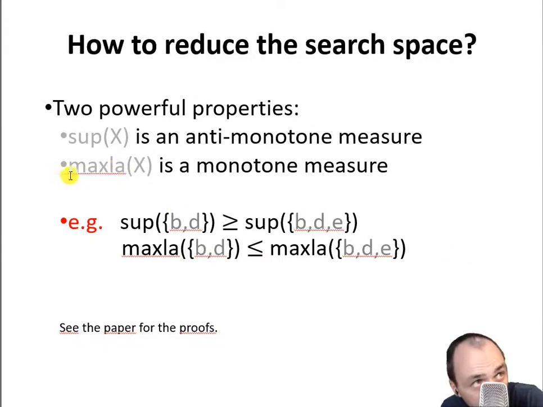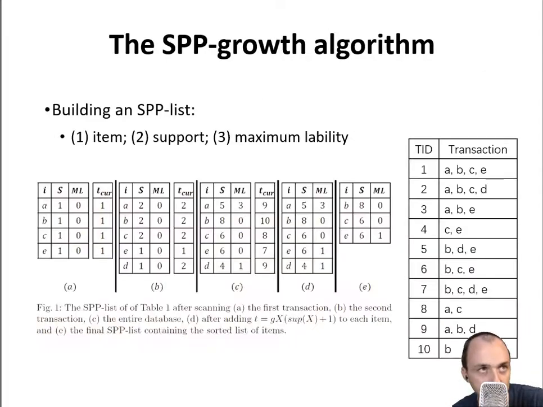But what is new in this paper? We prove that the maximum liability is monotone. So if BD has a maximum liability of 3, for example, we know that all the supersets of BD, like BDE, cannot have a maximum liability smaller than 3. It must be greater or equal. This is interesting. We use this to design an efficient algorithm to find all the patterns, and we don't need to look at all of the search space.